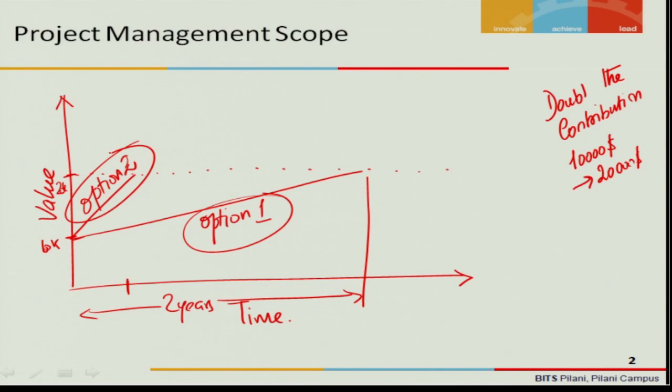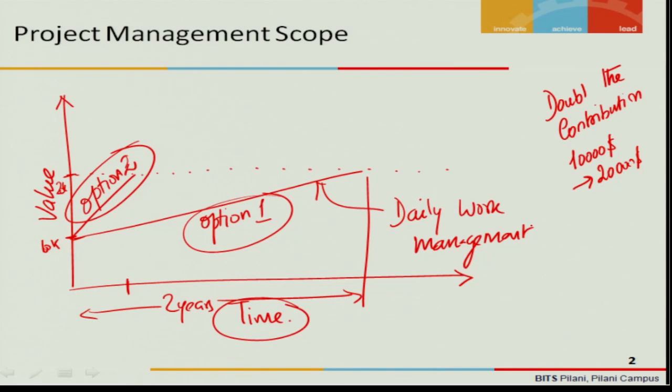It depends upon the time that is available to you, and the second one, what it takes to jumpstart from 10K to 20K. Taking these aspects into consideration, you will select either option 1 or option 2. If you decide to proceed through option 1, then you use something called daily work management. Alternatively, if you decide to use option 2, then you use project management.